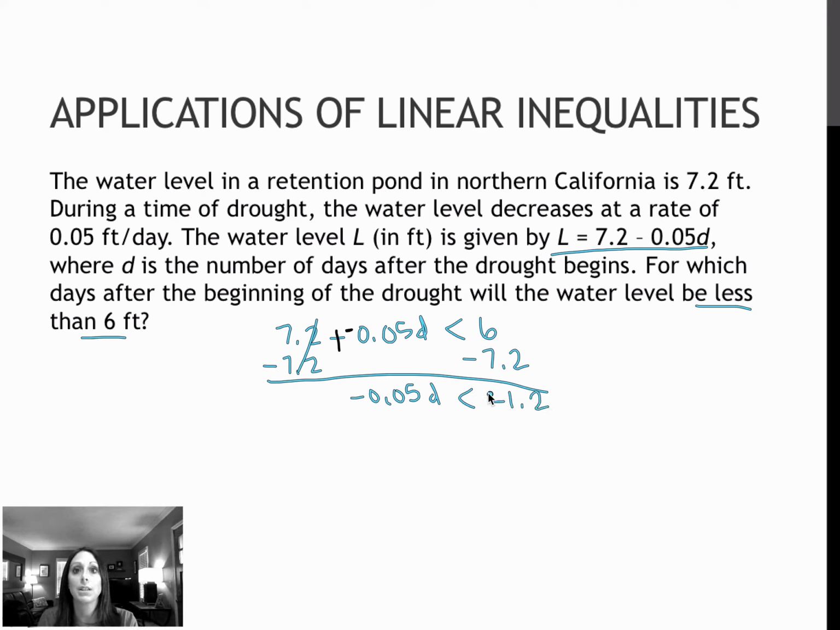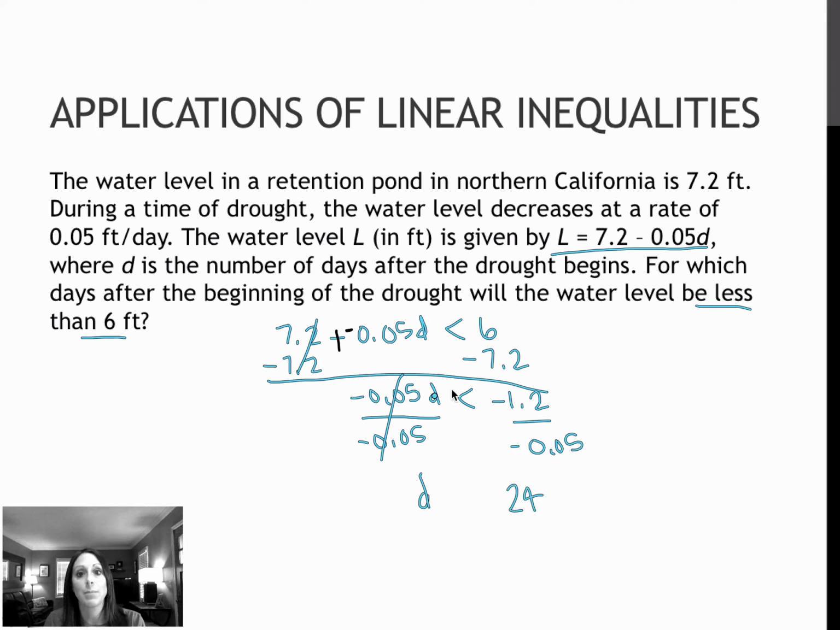So typically I'd be a little bit concerned if I had negatives in a question like this because I know I'm dealing with a number of days. But since I have a negative on both sides, I know when I solve it by dividing that I'm going to end up with a positive because a negative divided by negative is a positive. So on this side I have d, and on this side I have positive 24.